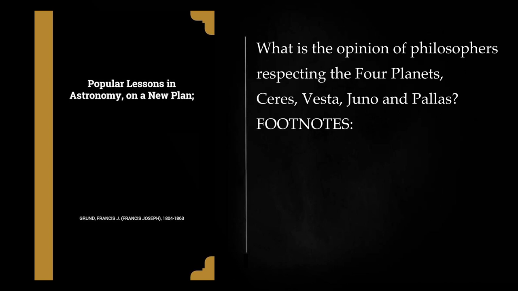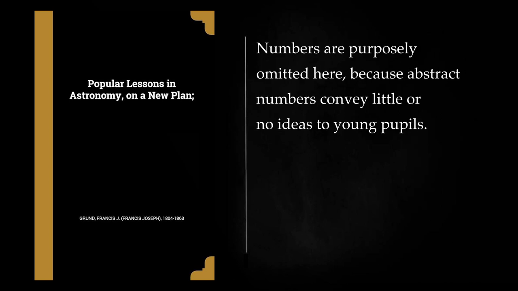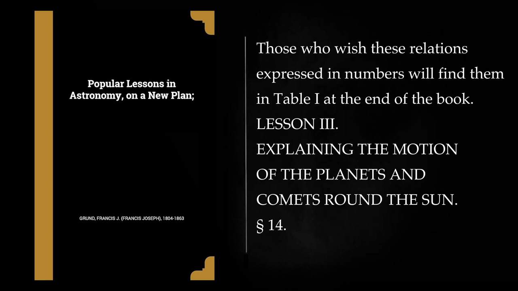Footnotes. Numbers are purposely omitted here, because abstract numbers convey little or no ideas to young pupils. Those who wish these relations expressed in numbers will find them in Table I at the end of the book. Lesson 3. Explaining the motion of the planets and comets round the Sun.